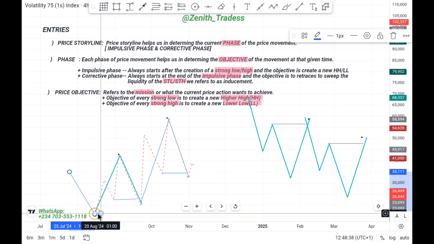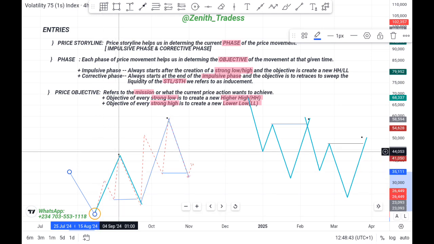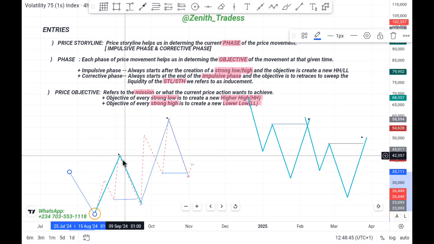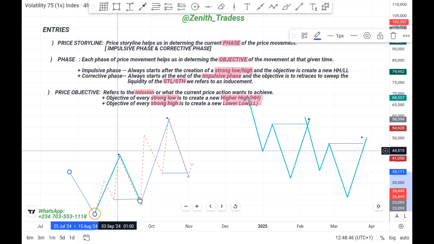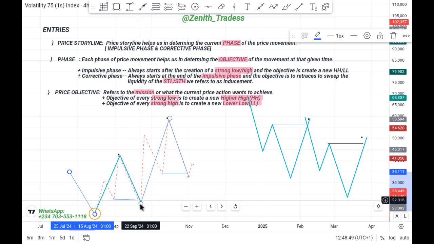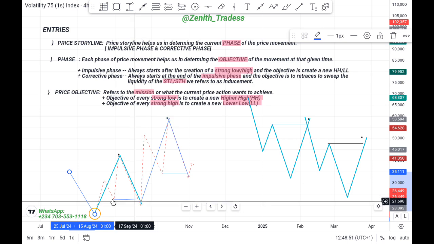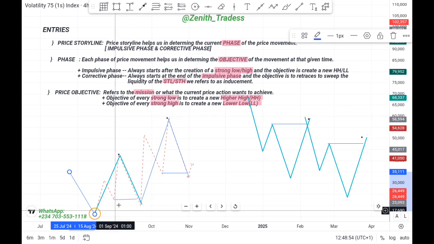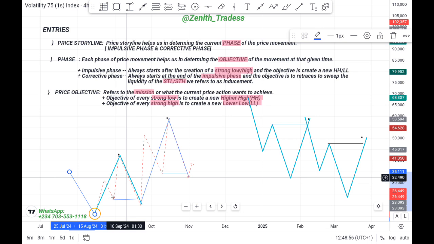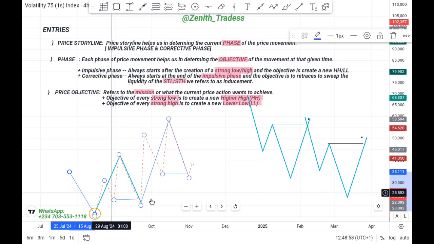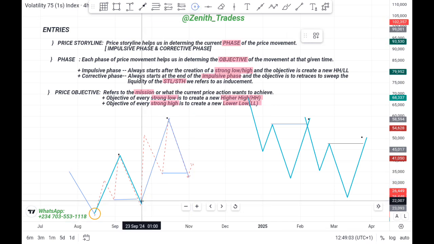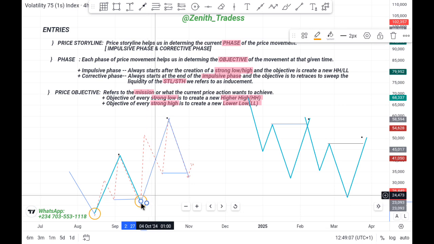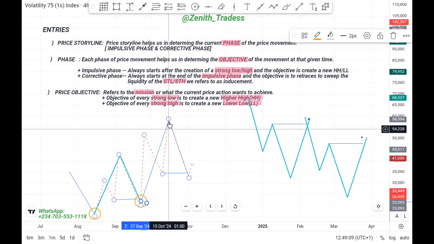What is the mission or the objective of every strong low? To give a new higher high. It gives us this higher high, a major high, and after the major high we expect a corrective phase. That is the corrective move to come and sweep the inducement. After sweeping the inducement, the mission of this total range or continuation pattern is complete. Then another strong low has been created. After this strong low has been created, from the storyline we expect a new impulsive move.